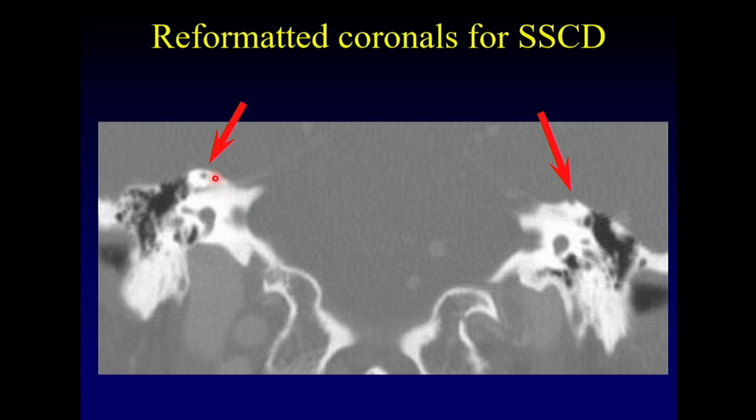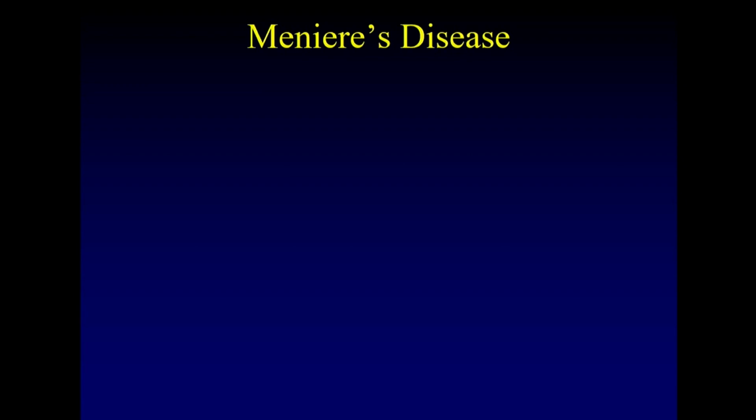You can see the intact bone over the semicircular canal on this coronal and the dehiscent bone over the semicircular canal on that side. There are no classic imaging findings for Meniere's disease, also called idiopathic endolymphatic hydrops.